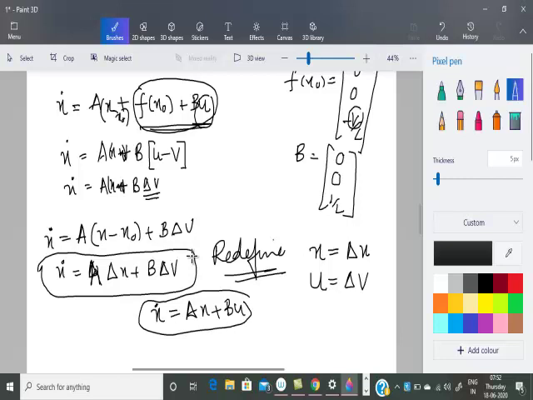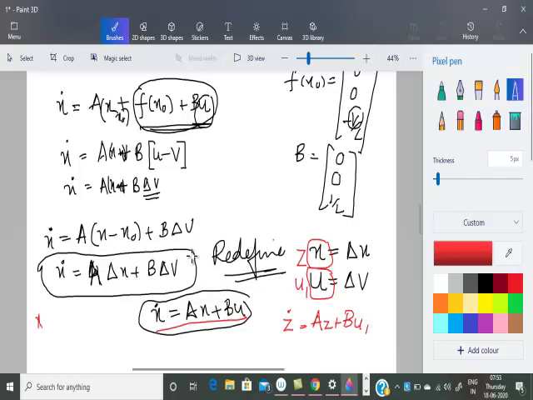When you write this, if you feel that this is slightly complicated and you're not able to understand it, just redefine this. Instead of x, redefine it as z, and call this input u1. So your new state variable form would be z dot is equal to az plus bu1. In any case, I'll stick with this equation. So we have found the linearized version of this.